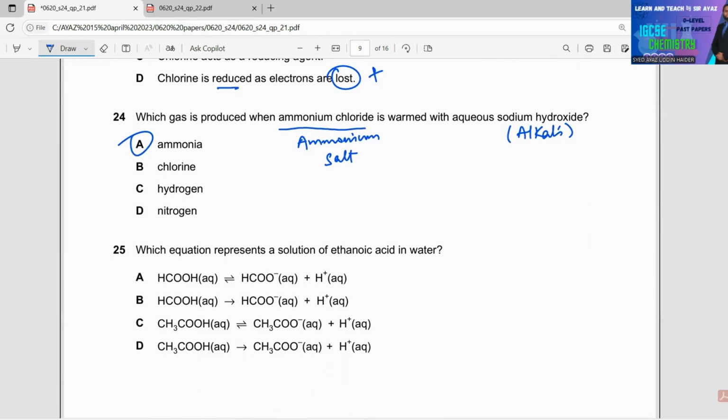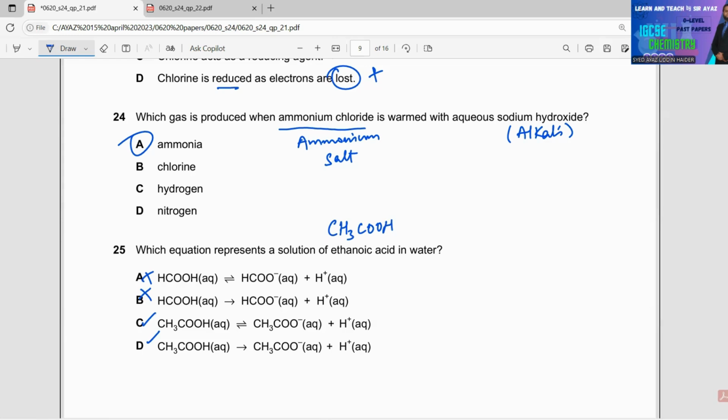25, which equation represents a solution of ethanoic acid in water? Remember, the formula of ethanoic acid is CH3COOH. Now, it means that either C is correct or D is correct. A and B are incorrect because they show the formula of methanoic acid. It's not of ethanoic acid.